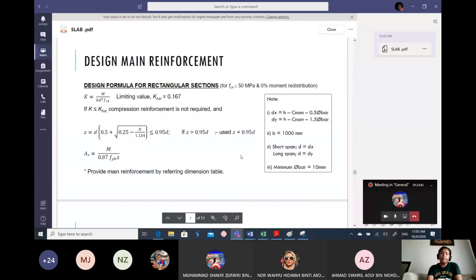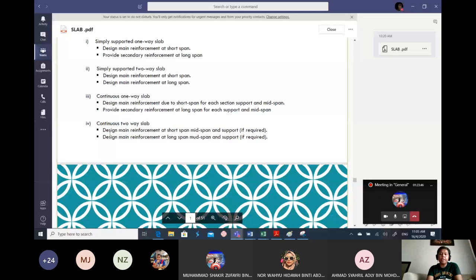Kalau untuk continuous two-way slab, design reinforcement at short span, mid-span and support. Support if required. Maksudnya kalau ada loading dekat support, so we have to design. And then design reinforcement at long span, mid-span and support.